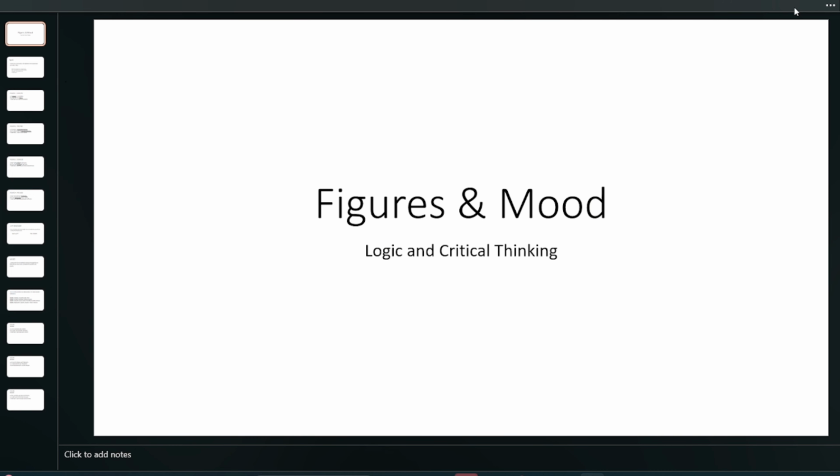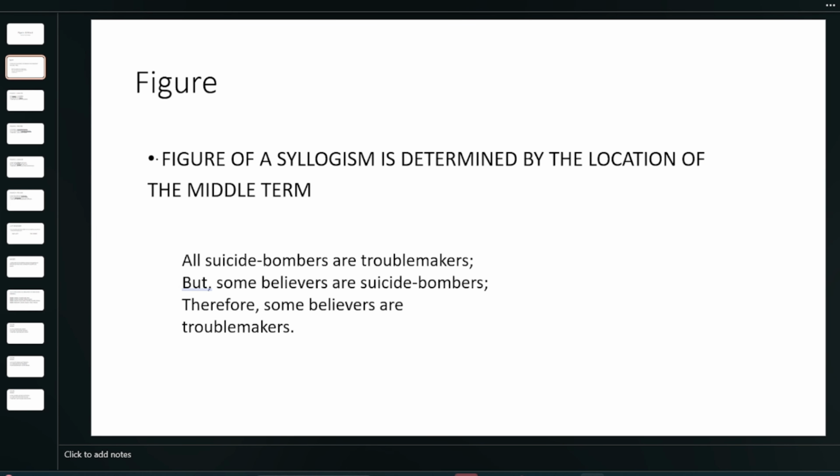In this video, we're going to tackle figures and moods in a categorical syllogism. First of all, we're going to start off with a figure. A figure is a syllogism determined by the location of the middle term. To identify the middle term easily, you just have to see the two words that are mentioned twice, for example, suicide bombers. Now that is called a middle term.